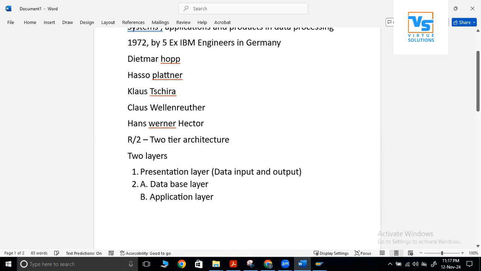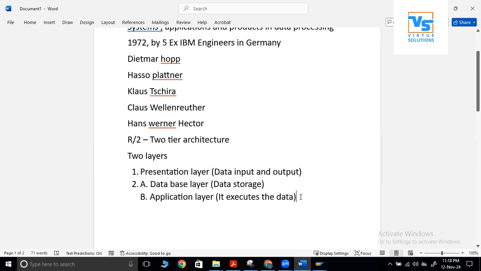Then the database layer, what it does is it stores the data. That's why it is called the data storage layer. And then the application layer. So what is the application layer? It executes the data. What does it mean? Executing is displaying. It displays the data.